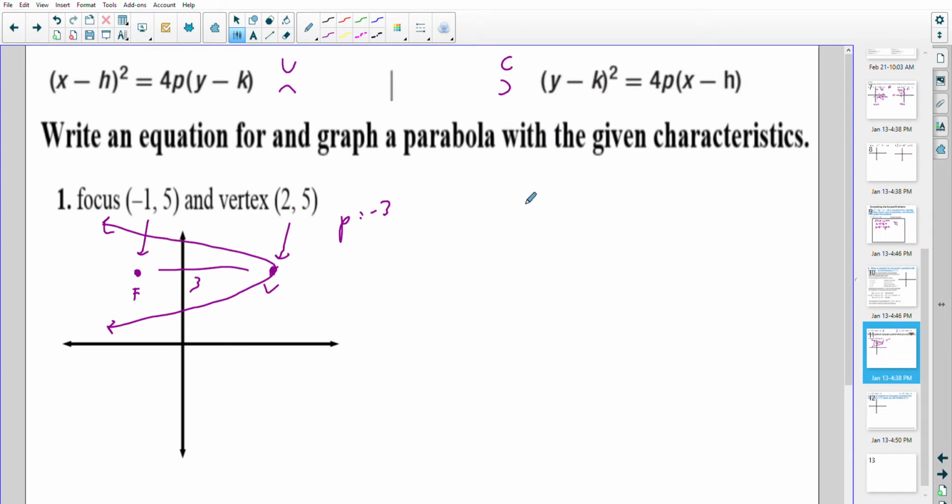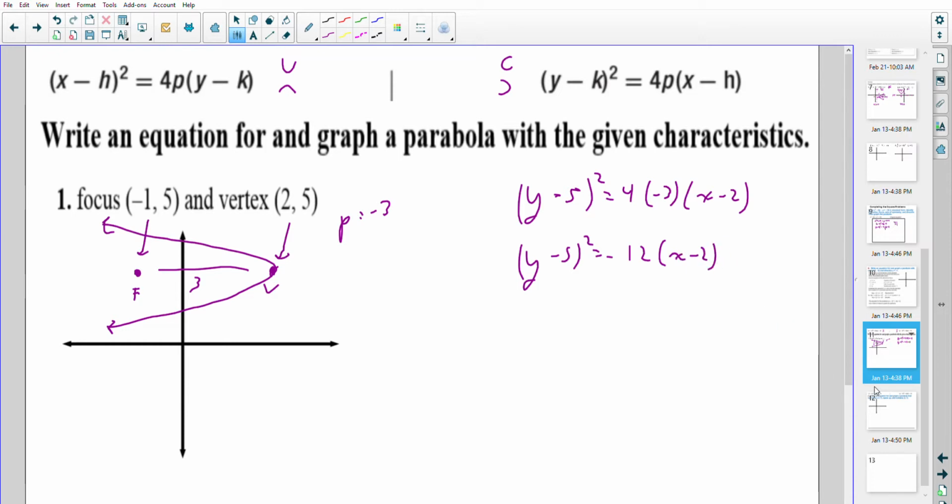So I'm going to use this, keeping my y and x in, and looking at the coordinates. Now it's really easy to make a mistake on this, so you just want to take your time as you go through and substitute in. p is negative 3, and then x minus your h coordinate, which is positive 2. At this point you can rewrite it by multiplying those two numbers.